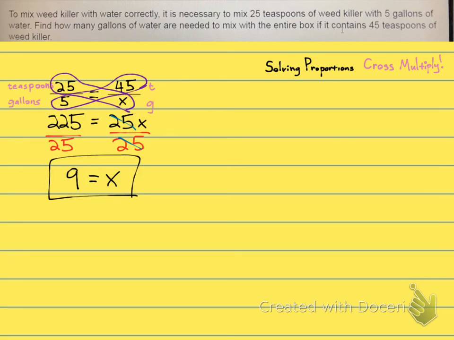Okay, now the good thing about these applications is that it has to make sense. So let's go back and make sure it makes sense. I started with 25 teaspoons and that mixed with 5 gallons. Now, I'm not doubling it, that would be 50, so I'm almost doubling it to get 45 teaspoons. And if you almost double 5, does that make sense? Almost doubling 5 is 9? Sure. Okay, so there's no reason for me to question this.